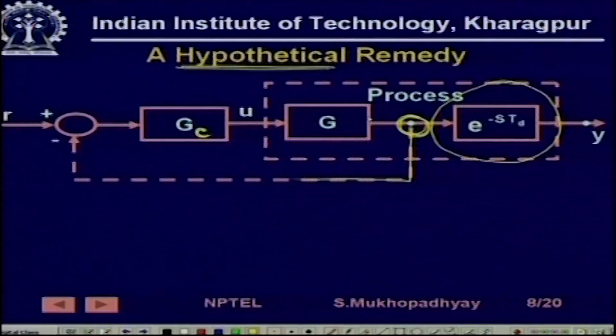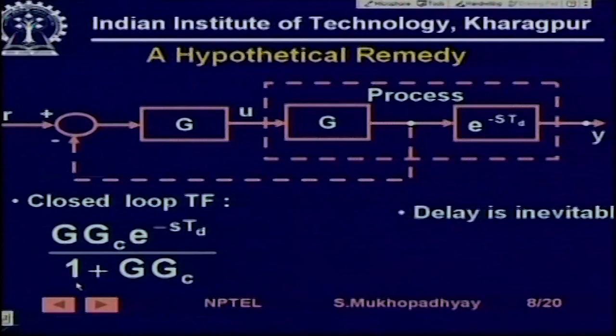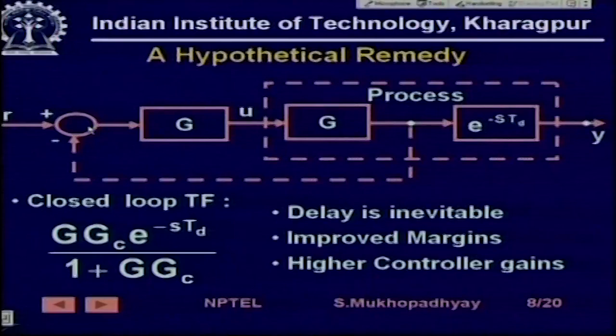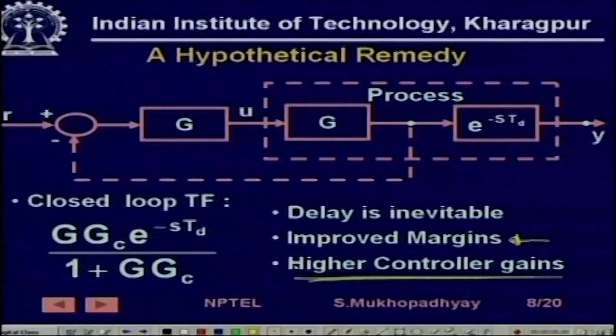But now if we could do it, then I could have much more improved margins, like my old case. My margins would not degrade, and therefore I can use high controller gains so that I can improve transient response without worrying about the additional stability constraint imposed by the delay. So that is the problem.